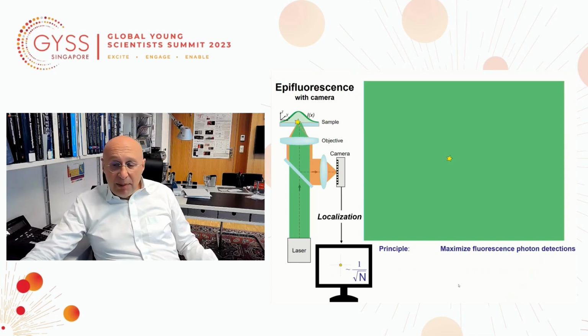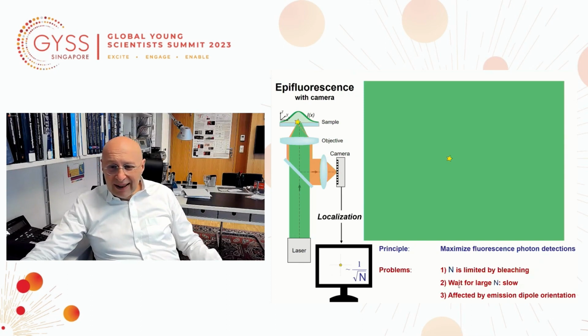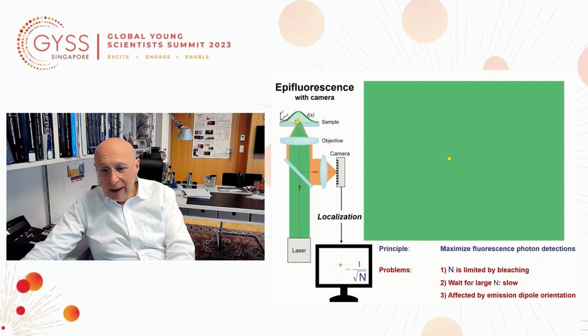Now, this principle of maximizing the number of fluorescence detections comes with problems. Why? In reality, if you work with fluorescent molecules, and that's what's done in fluorescence microscopy, the number of emitted photons is limited by bleaching, because the molecules, like the fluorophore, tend to fade out, like colors in your jeans or whatever, they bleach. Of course, this is also the case for fluorescent molecules. There's another problem. If you need many detected photons, the method is slow because you need to wait.